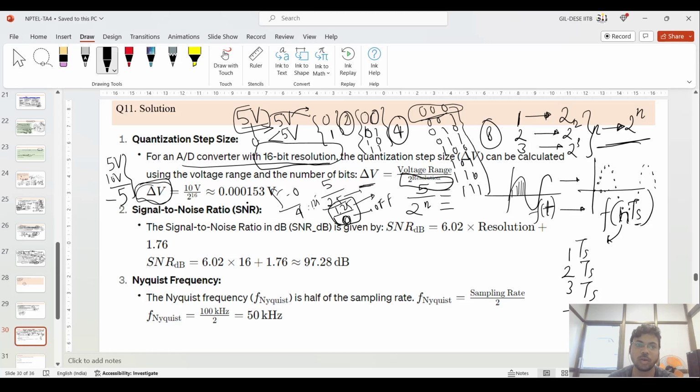In this question, the voltage is going from minus 5 to 5 volt, so the overall voltage range will be 10 volt. So 10 volt divided by 2 to the power 16 gives 0.000153 volt. That is the quantization step size. Okay. Any doubt in this quantization step you want to ask?